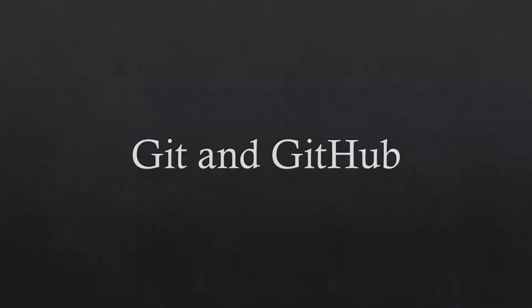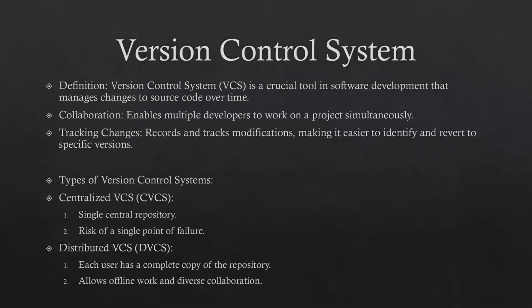Before moving on with these topics, there is an important topic we should know before continuing. That is the version control system. What exactly does a version control system mean? It is a crucial tool in software development that manages changes to source code. Any changes done to the source code or any file, everything is tracked.